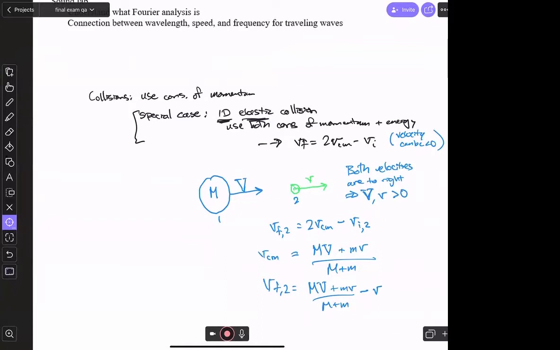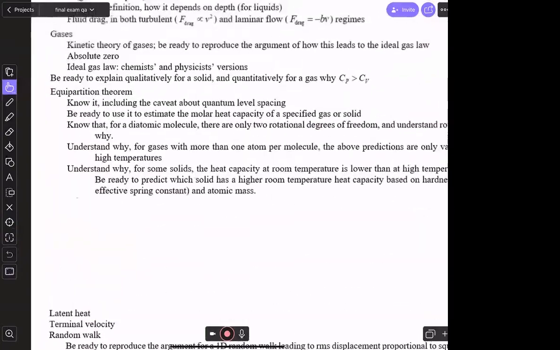Emma, I'm not sure if that answers your question about explaining that equation further. Yeah, so it's kind of like a shortcut. It is a shortcut that works in this one important special case of one-dimensional elastic collisions, and it already contains the ideas of conservation of energy and conservation of momentum. Okay.